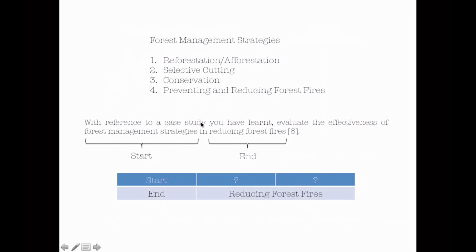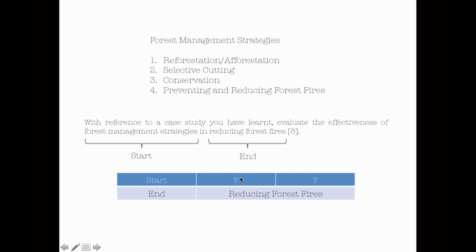It says, with reference to a case study you have learned, evaluate the effectiveness of forest management strategies in reducing forest fire. 8 marks. So forest fire is the ending point. The starting point is the forest management strategy, which is all four of these options. To answer this 8-mark question, the students need to choose two strategies. Now that they know there's a particular ending point, to reduce forest fire, they need to choose two of the starting points that will lead to this ending point.